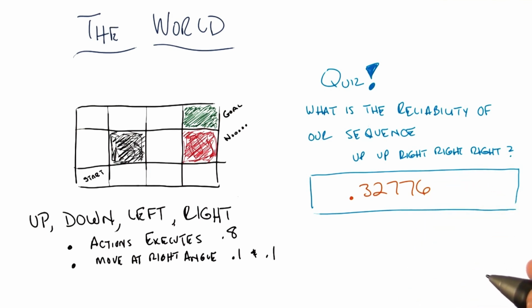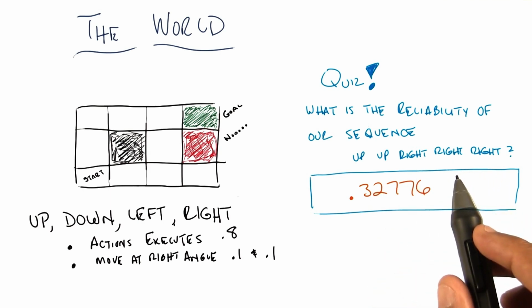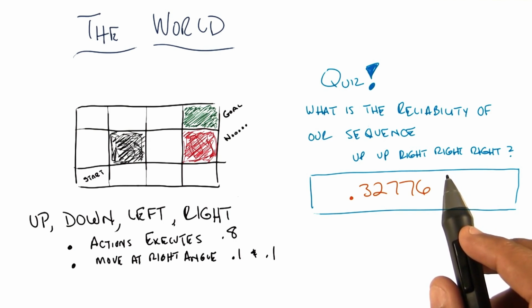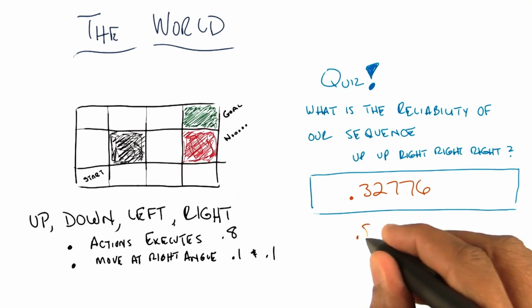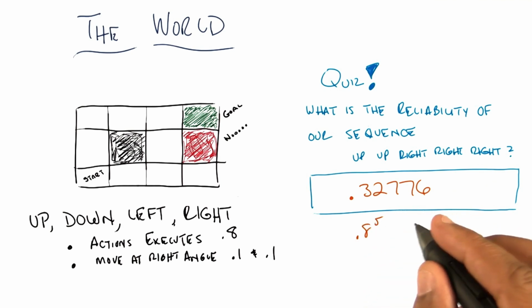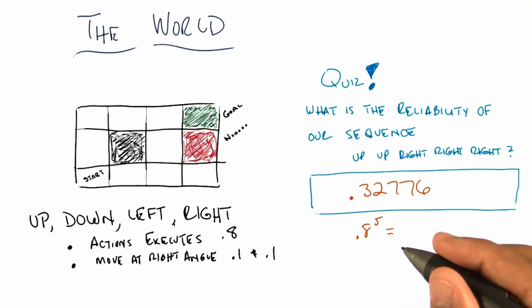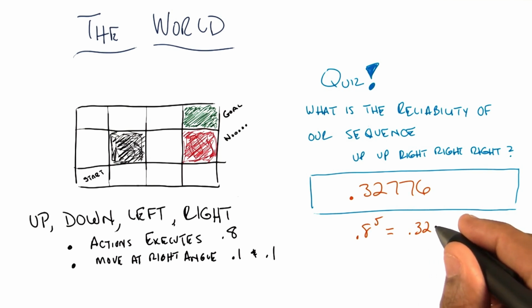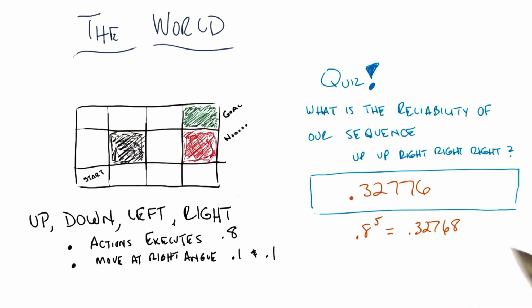All right. So the first thing I did is I said, okay, well, this is not so hard because from the start state, if I execute up, up, right, right, right, each of those things works the way it's supposed to do independently with probability 0.8. Yep. And so 0.8 raised to the 5th power gives me the probability that that entire sequence will work as intended. Exactly. And what is 0.8 to the 5th? Do you know? 0.32768, because powers of 2. Wow. That is correct. But I noticed that 0.32768 is not 0.32776. No, they differ by a little smidge.